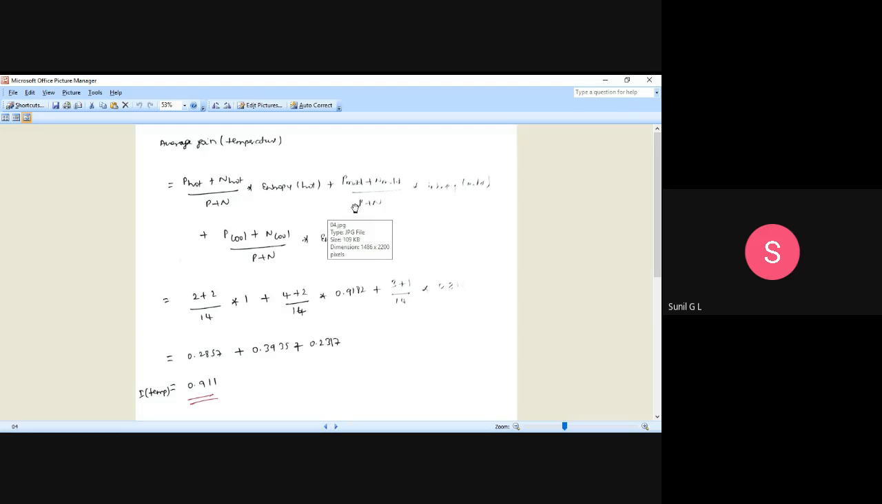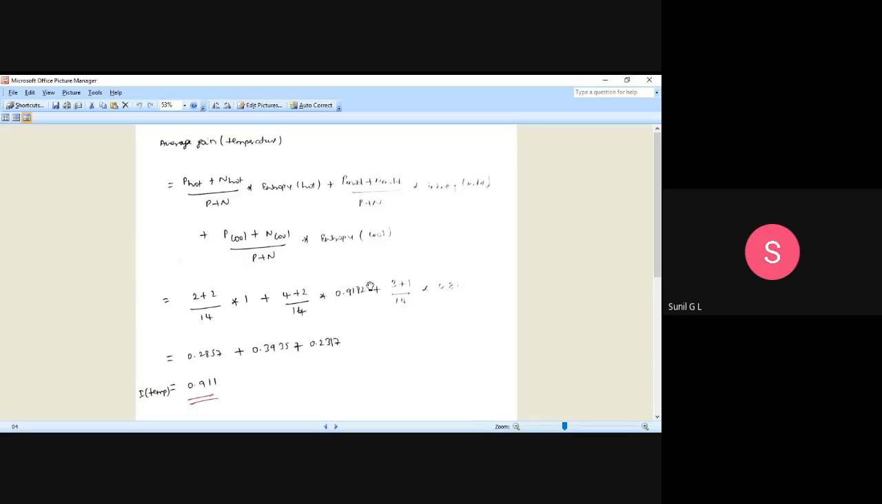Plus P mild plus N mild. So what is the P mild? P mild, positive mild, is 4, plus negative mild is 2, divided by P plus N, which is 14, into entropy of mild, which is 0.9180. Plus like that the entropy of cool. Cool is nothing but P is 3 plus N is 1, divided by the whole data set, 14, into 0.811.